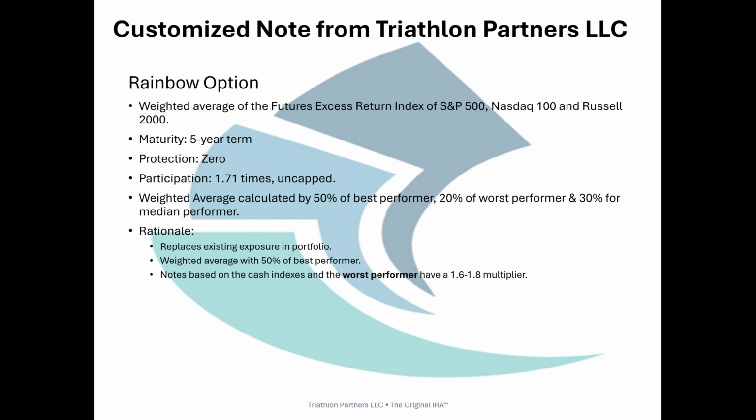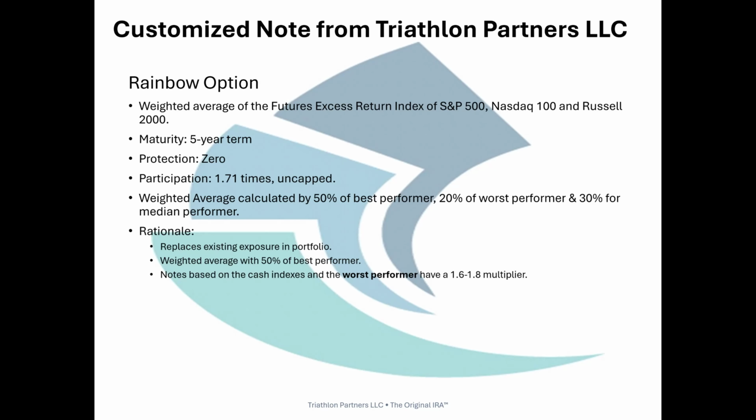Now, I mentioned before, we talked about a rainbow option. This is another note that we issued. And the reason I liked this note was because it was based on the S&P 500, the NASDAQ, and the Russell 2000 on the futures excess return index. But we're putting it in a note, so those notes could have much better terms, right? So we used a 5-year term, and I didn't use protection on this because I used a rainbow option.